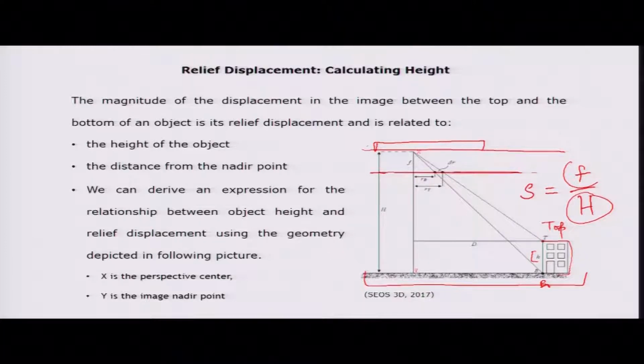So, the magnitude of the displacement in the image between the top and the bottom of an object is its relief displacement, and this is related to the height of the object, number 1, number 2 the distance from the nadir point, and we can derive the expression like suppose this x is your perspective center and y is image nadir point. How we can derive the expression with this geometry, I can explain in a very simple way on the next slide.